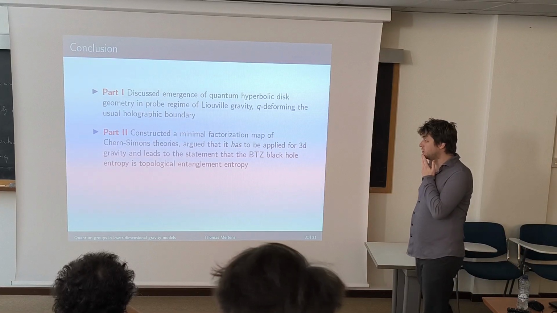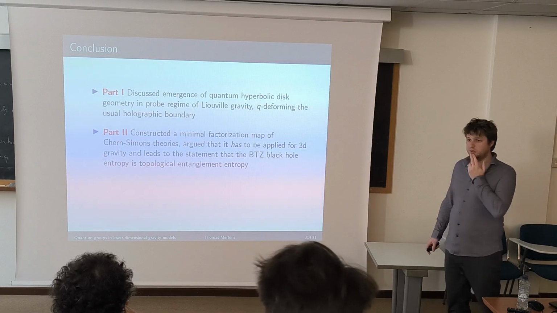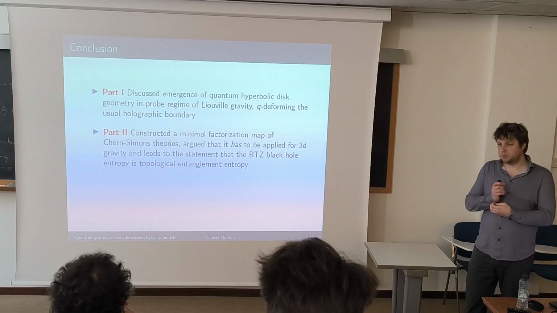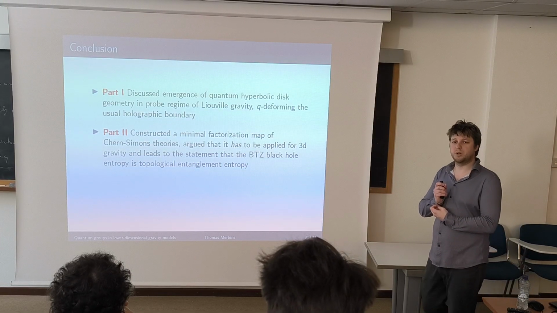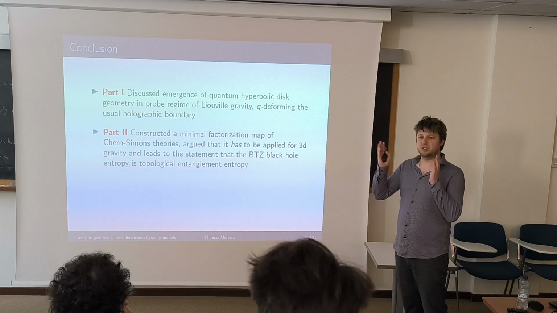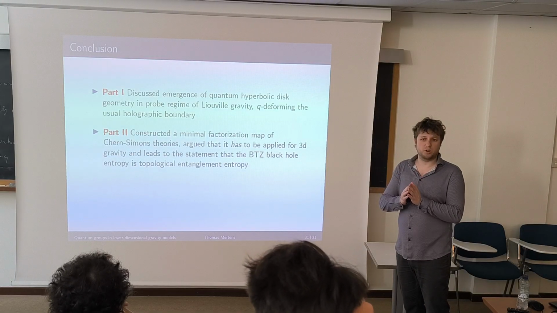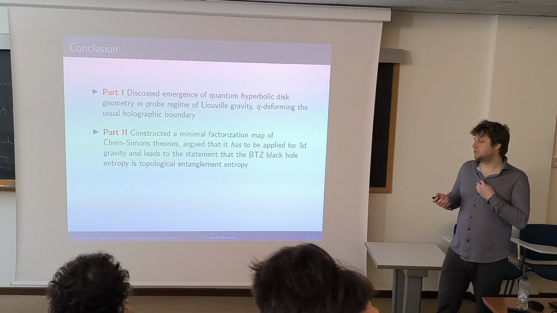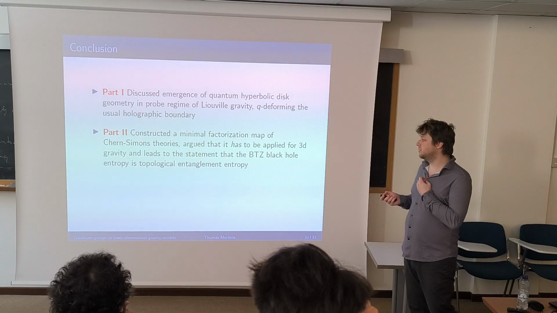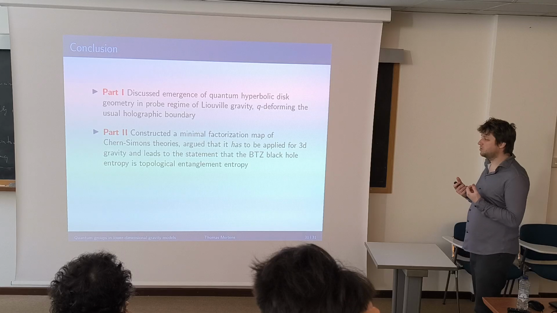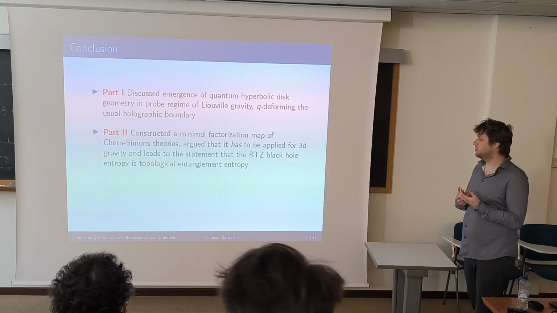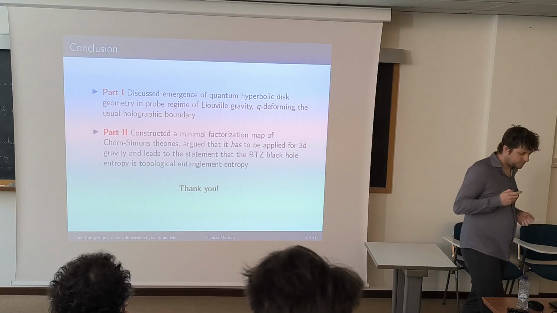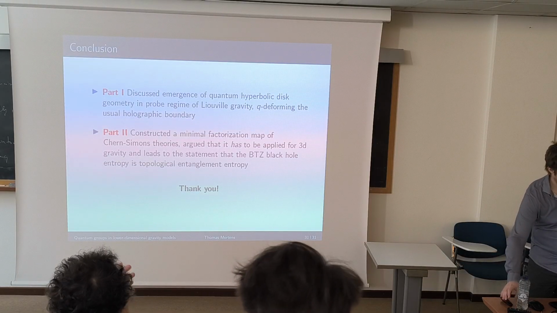The second part of my talk was about 3D gravity, and I constructed purely in Chern-Simons theory a different way to cut the Hilbert space in two pieces, where you don't have the full WCW model living at the entangling surface, but just the zero-mode sector, just a particle on a quantum group that's living there. And I argued that you have to use this factorization map if you want to understand how to factorize the Hilbert space in 3D gravity. And this then led to the statement that you can interpret the BTZ black hole entropy as a topological entanglement entropy. Okay, thank you.